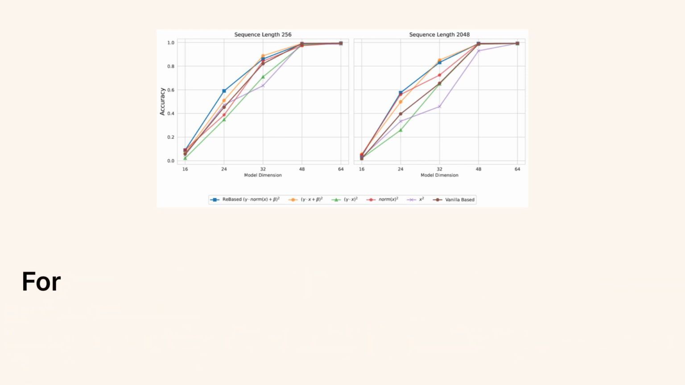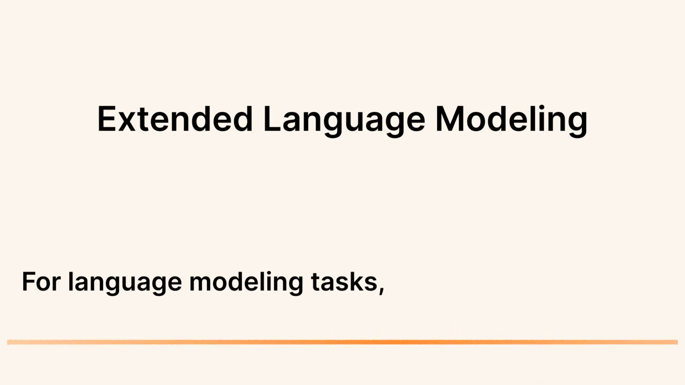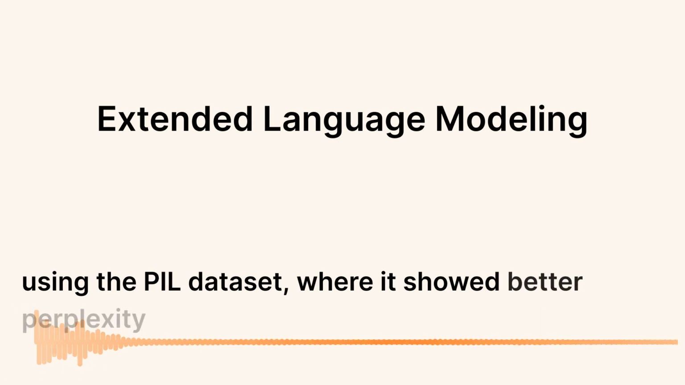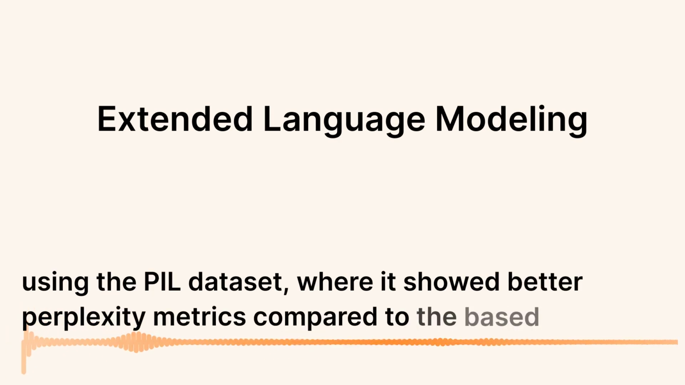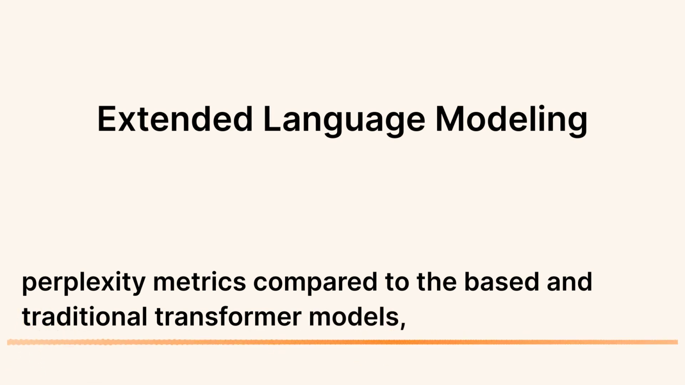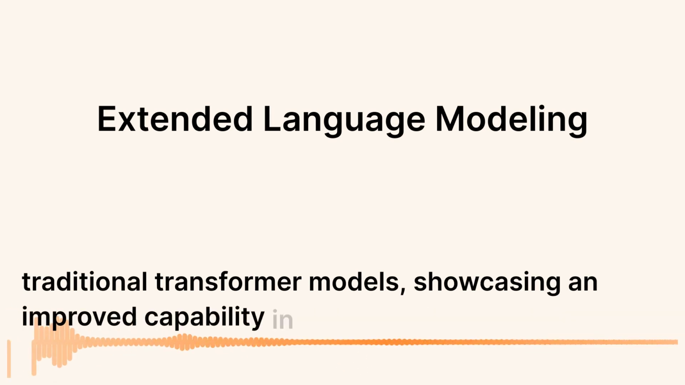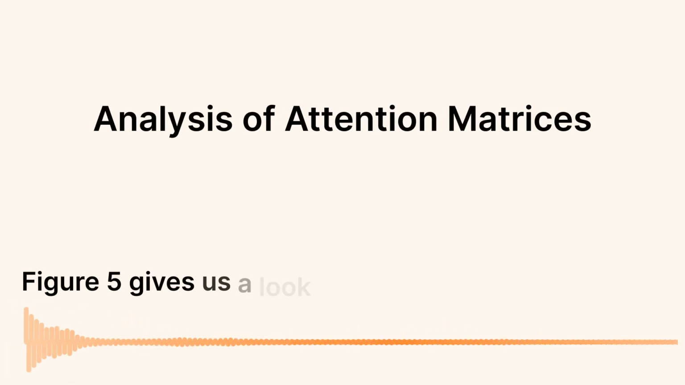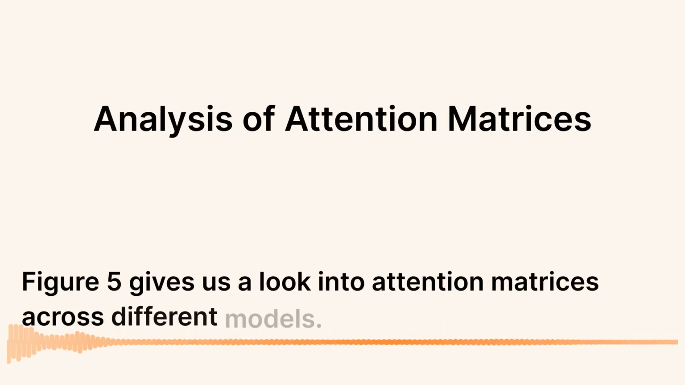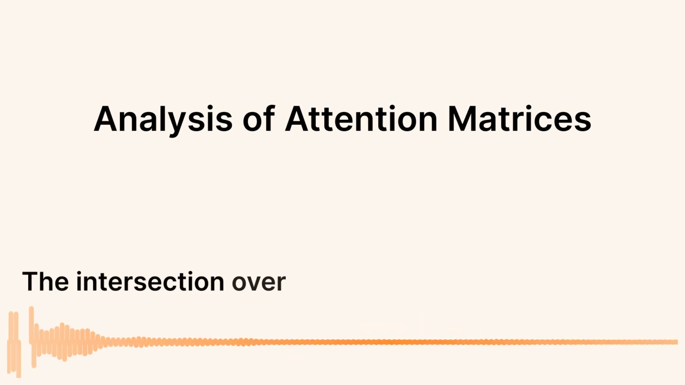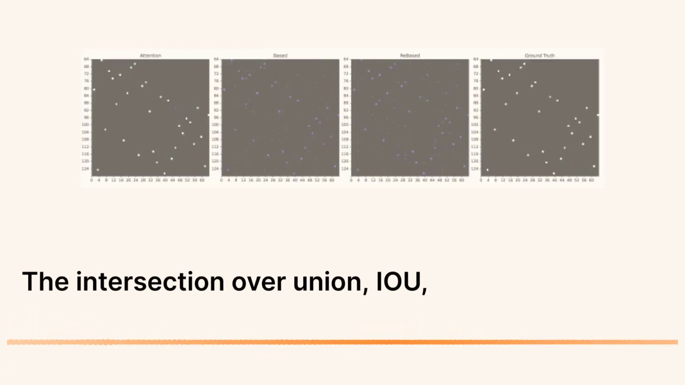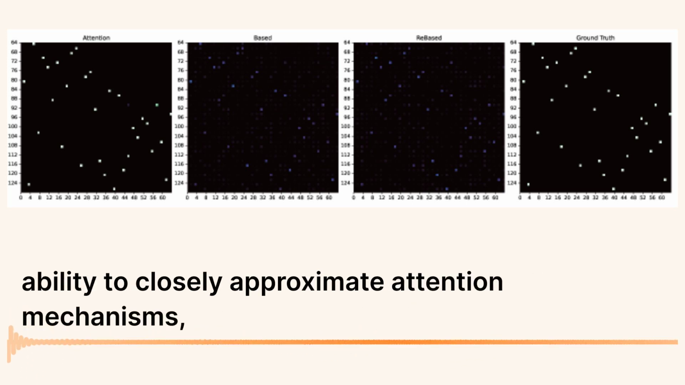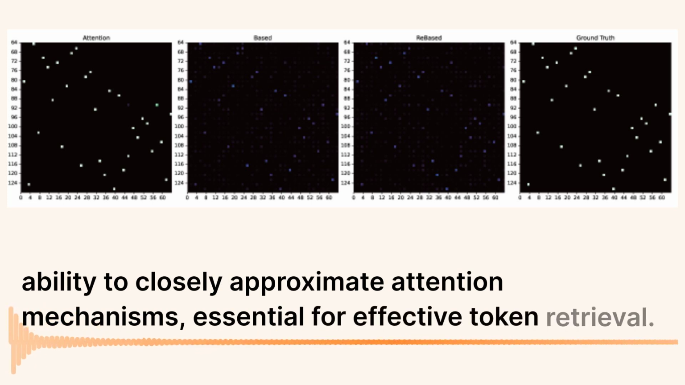For language modeling tasks, ReBased was trained using the PILE dataset, where it showed better perplexity metrics compared to the Based and traditional transformer models, showcasing an improved capability in modeling associative dependencies. Figure 5 gives us a look into attention matrices across different models. The intersection over union (IOU) scores reveal ReBased's ability to closely approximate attention mechanisms, essential for effective token retrieval.